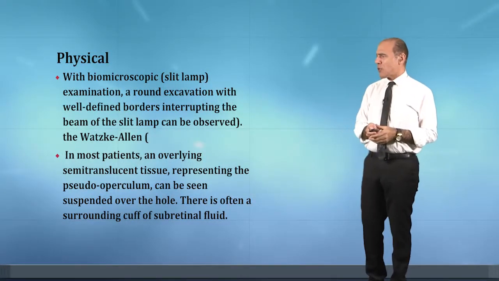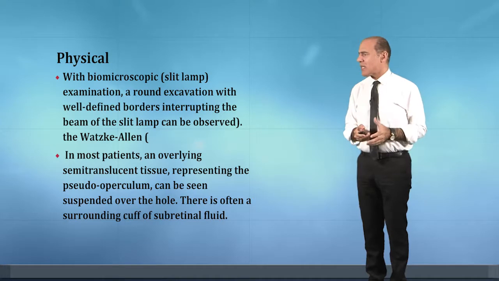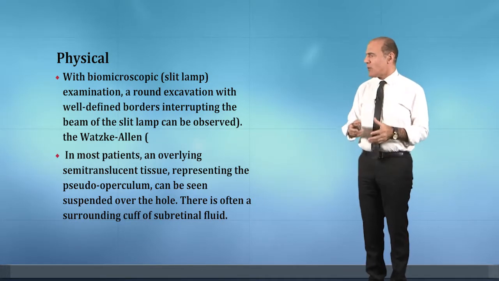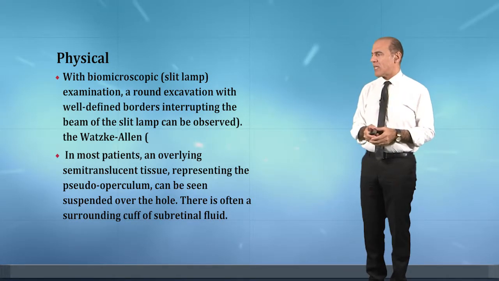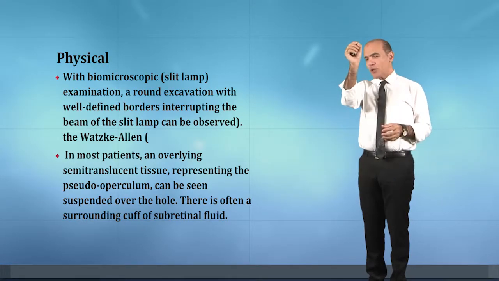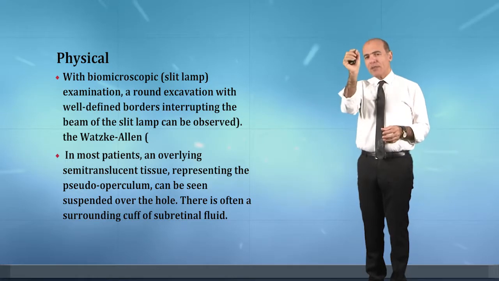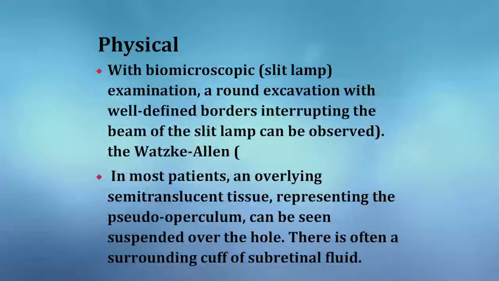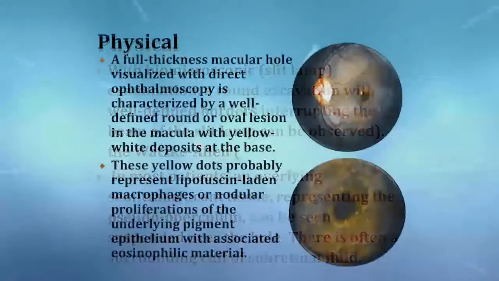With biomicroscopic examination, you see a round, excavated, well-defined border interrupting the beam of the slit lamp. We call this the Watzke sign, the Watzke-Allen sign. You dim the light and narrow the broadness of the slit lamp beam. If it passes through a real hole, you will find interruption of the beam of light. In most patients, an overlying semi-translucent tissue representing the pseudo-operculum can also be suspended over the hole itself.